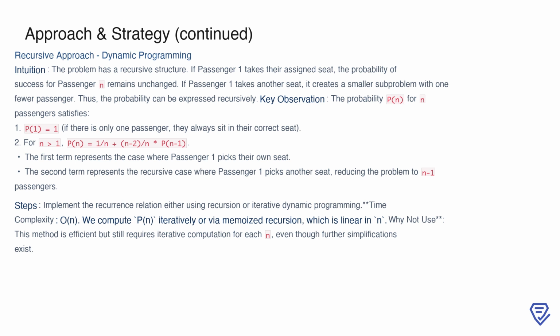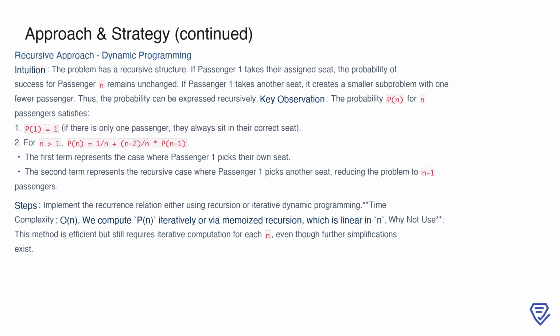Specifically, P(1) is 1, since a single passenger always picks their own seat. For n greater than 1, P(n) can be expressed as 1/n plus (n-2)/n * P(n-1). The first term accounts for the scenario where passenger 1 selects their own seat, while the second term represents the recursive case where passenger 1 picks another seat, creating a subproblem with n-1 passengers.